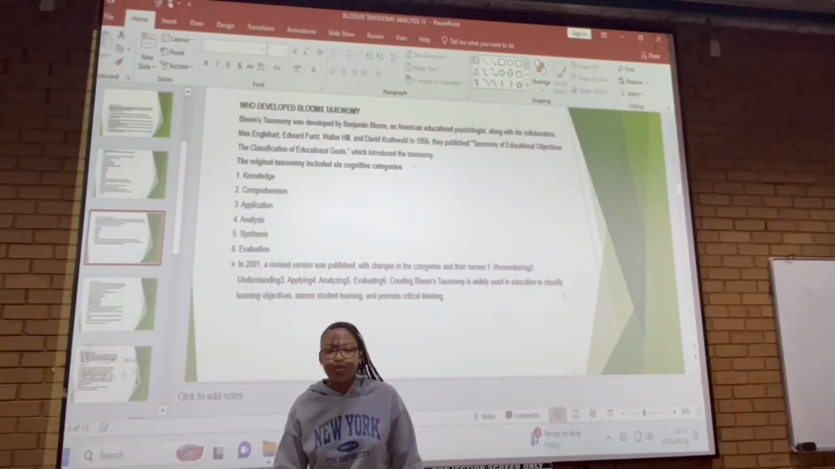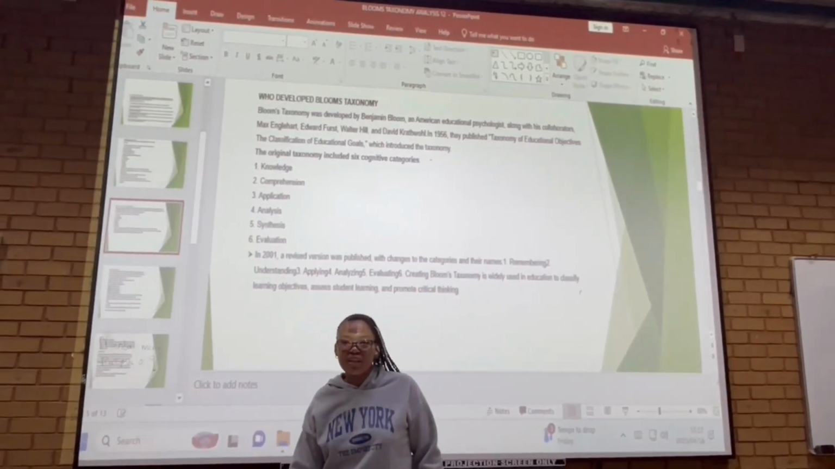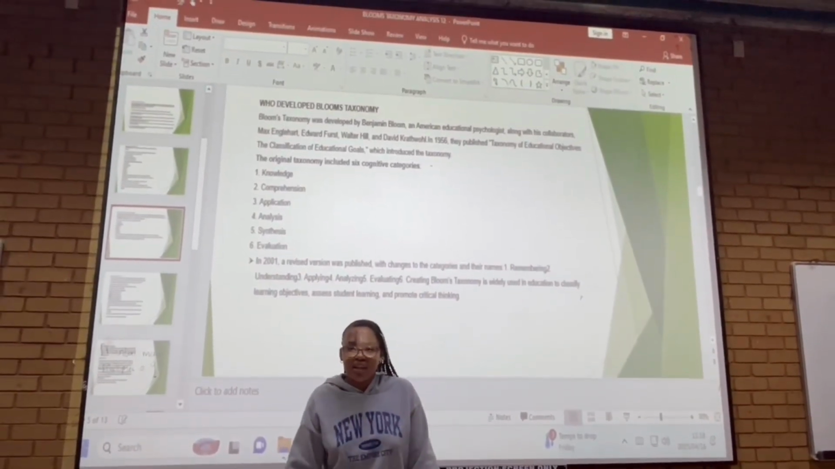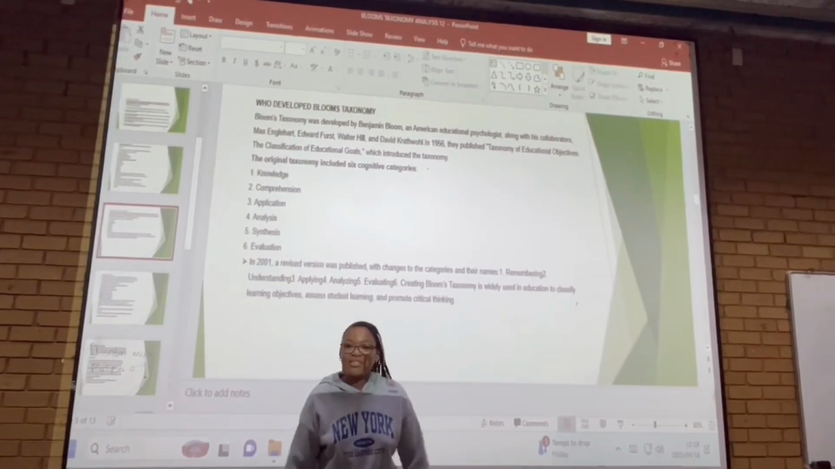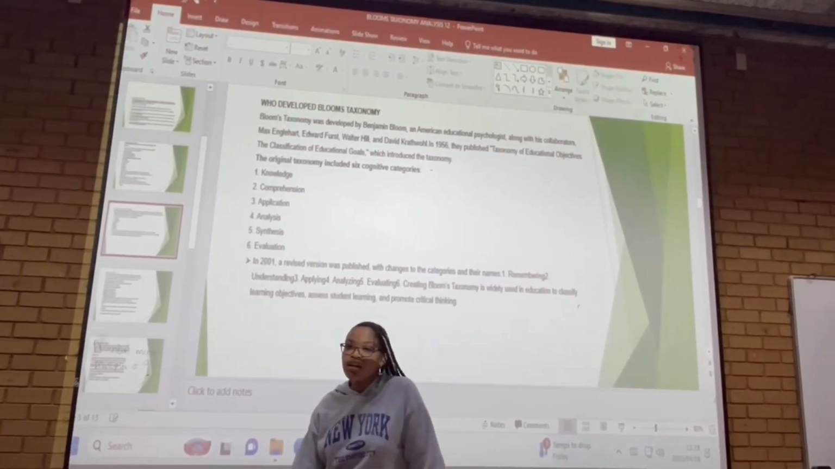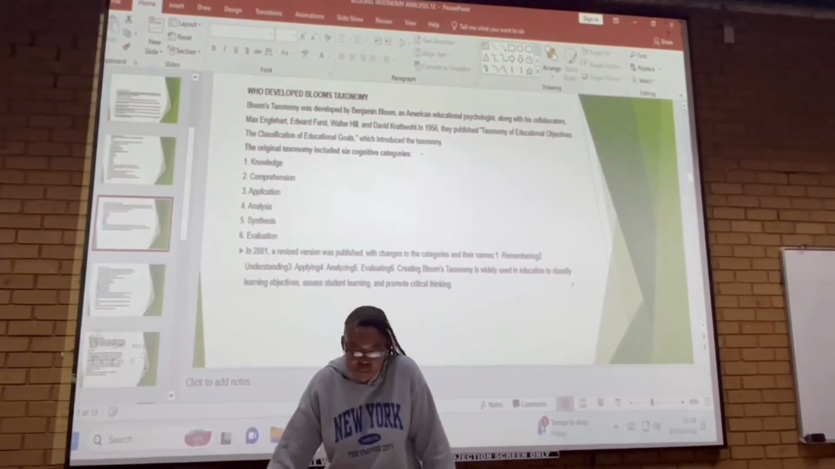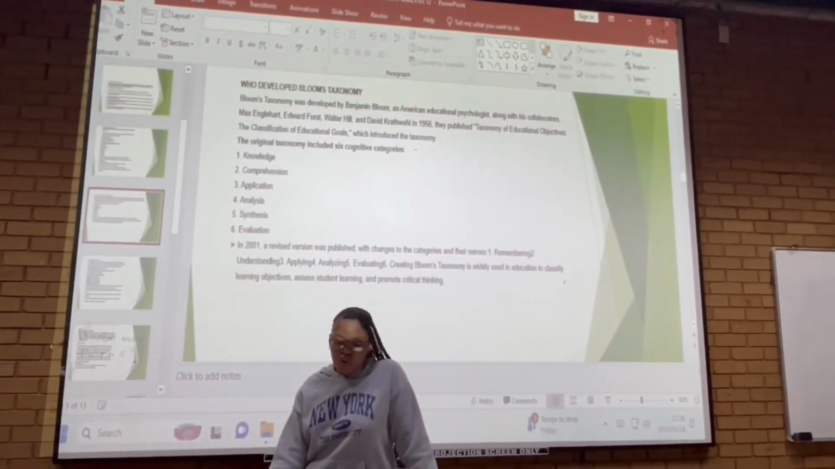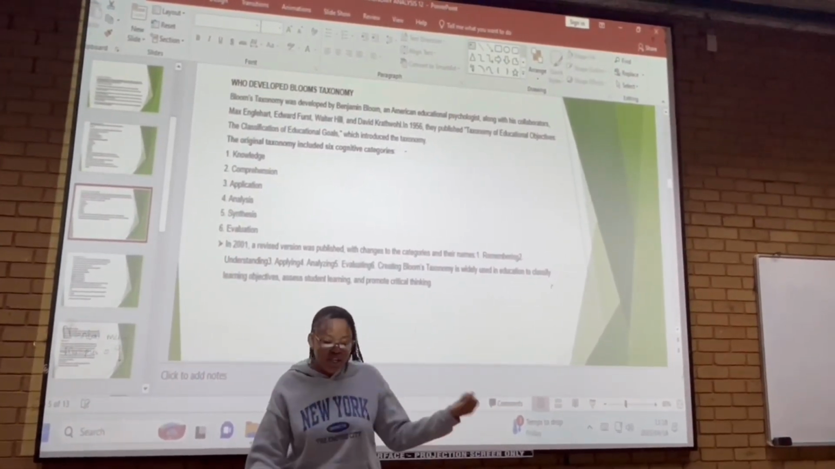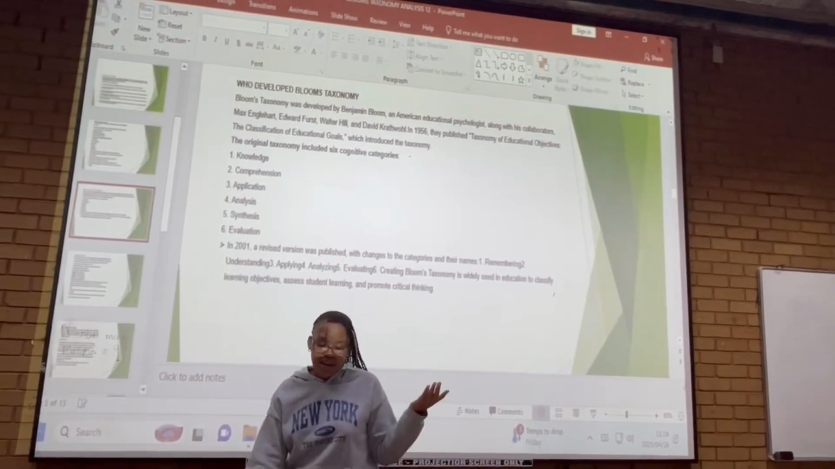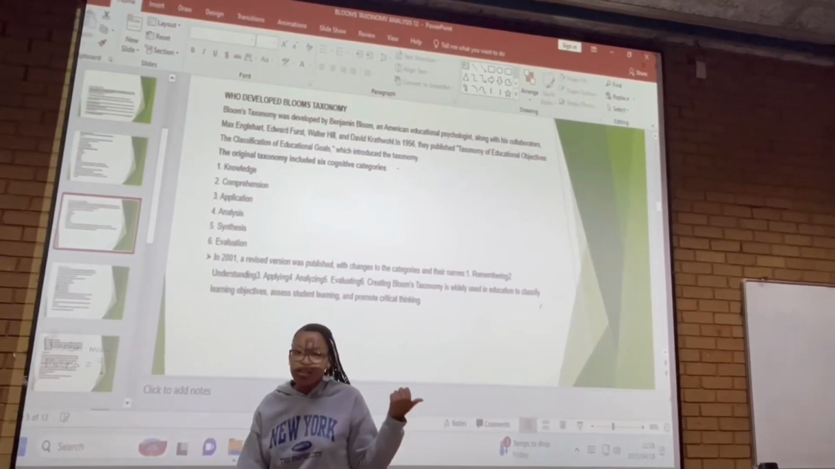Bloom's taxonomy was developed by Benjamin Bloom and his collaborators. He was an American educational psychologist. In 1956, they published Taxonomy of Educational Objectives: The Classification of Educational Goals, which introduced the taxonomy. The original taxonomy includes 6 cognitive categories: knowledge, comprehension, application, analysis, synthesis, and evaluation.